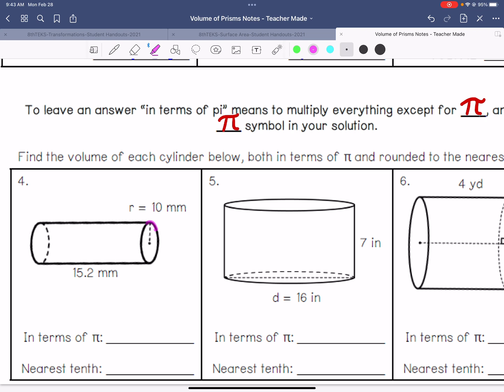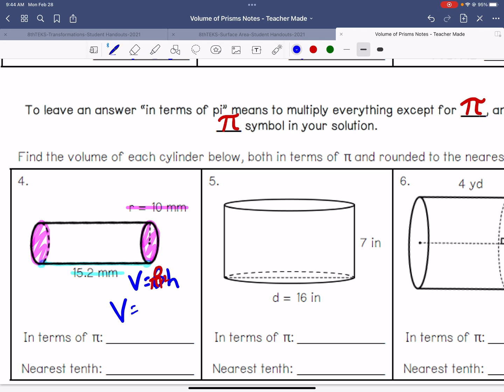First things first, identify your base and your radius, because that's what we need to find the area of our base. So V equals area of the base times height, where our base is a circle, and we're going to use pi times radius squared. And then our height is whatever is holding the two circles together, which is this 15.2. So we are going to fill that in.